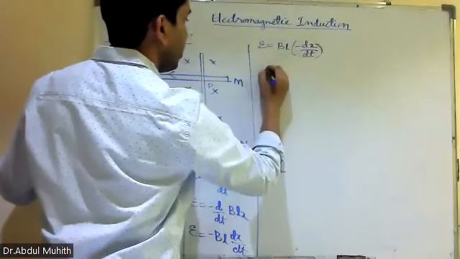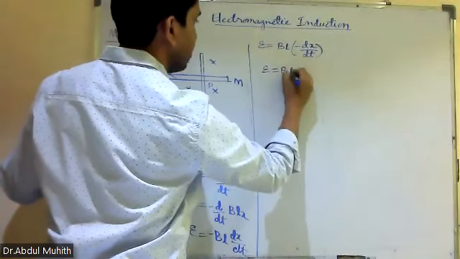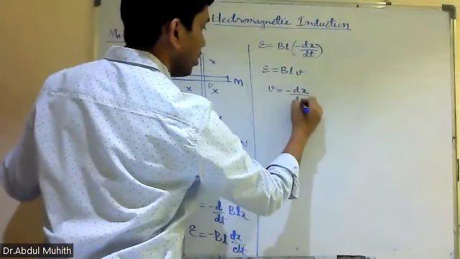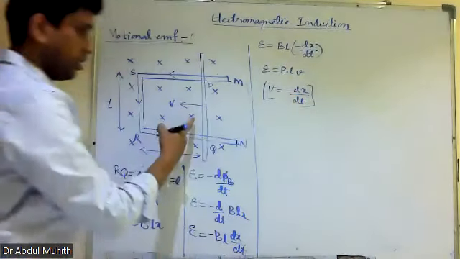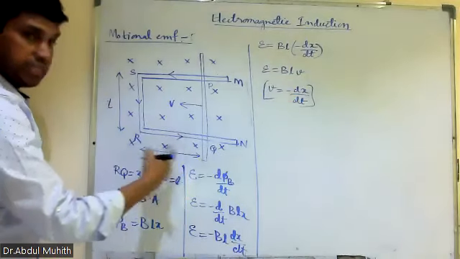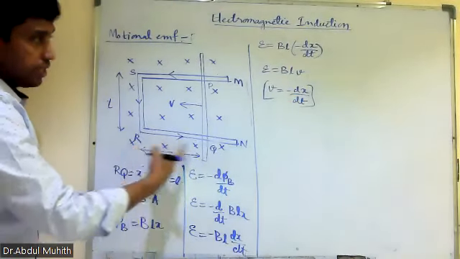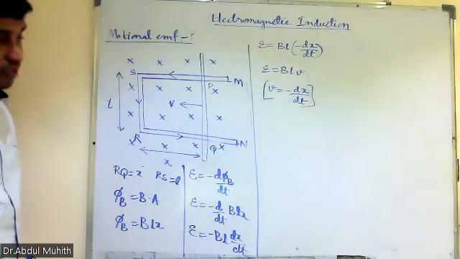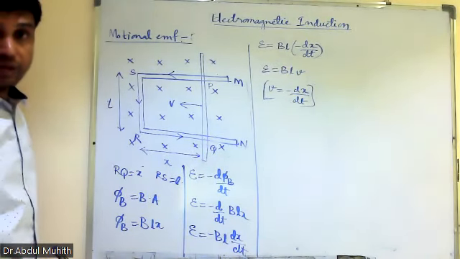This minus dx by dt is what? BLV. Why have I taken minus dx by dt? Because the distance is decreasing. See here, when it is moving, the x is decreasing. When it is decreasing, I write minus. When it is increasing, I write plus. Is that clear, all of you?